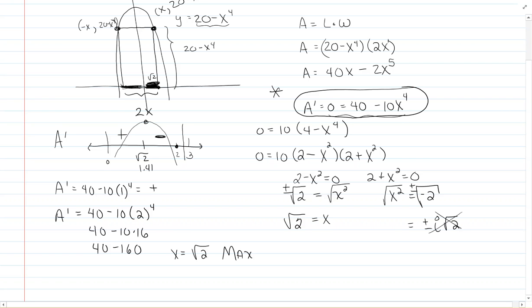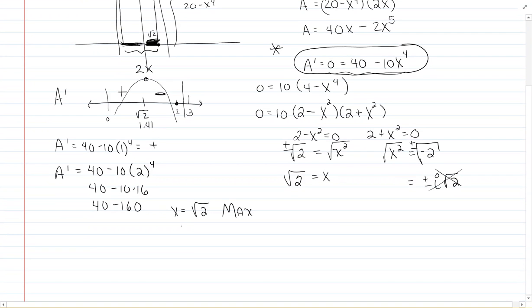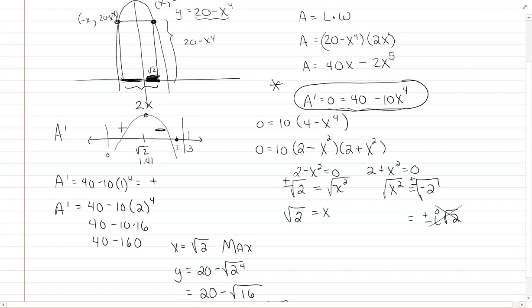And then to find the height of this rectangle, we plug in for y equals 20 minus square root of 2 to the fourth. The square root of 2 to the 4 is 4, and 20 minus 4 is 16. So this piece right here is radical 2, but I need 2 of those to measure out the distance of the rectangle. So 2 radical 2 by, and then the height is 16. So this is the width, this is the length.